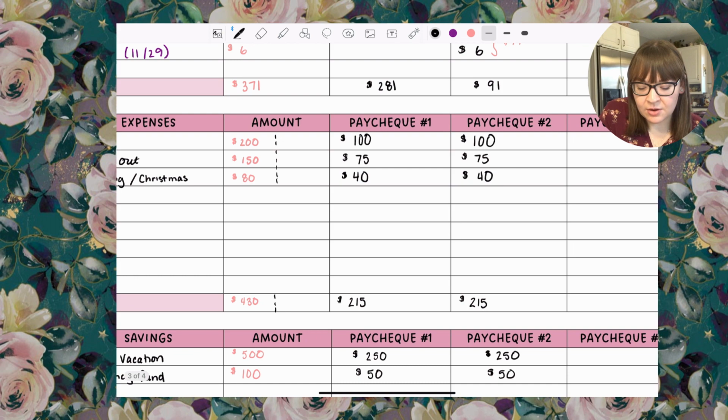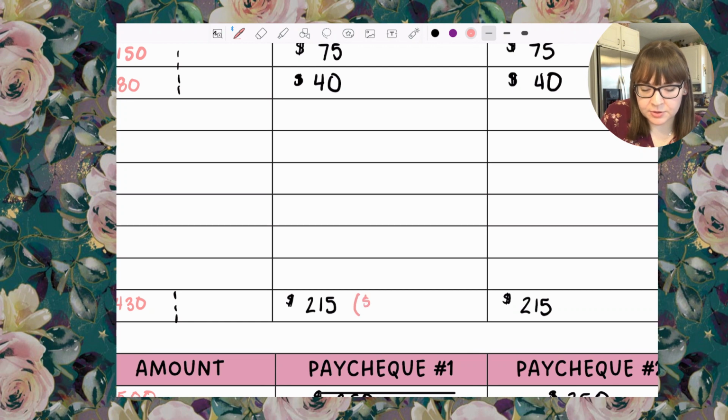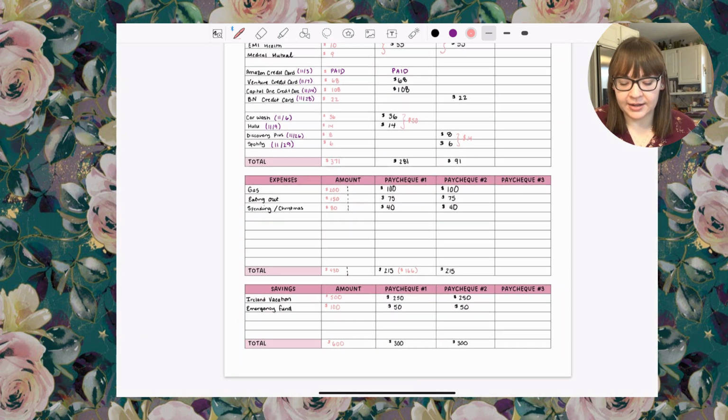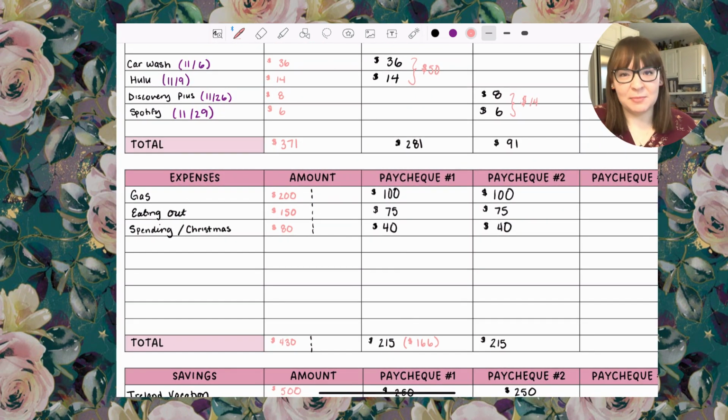You can see right here, I just put it in parentheses. I like to do it in a different color just because my bills were up a little bit for credit cards and all that, with Christmas shopping. I can't believe it's almost Christmas. So I have $166 remaining in spending money, and for the most part that is mostly gas money if I'm being honest.